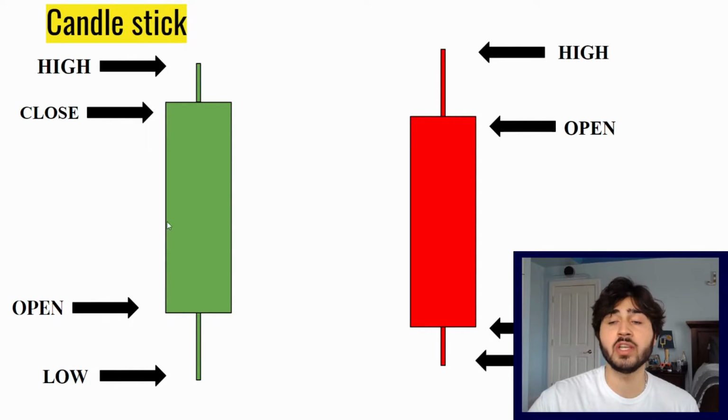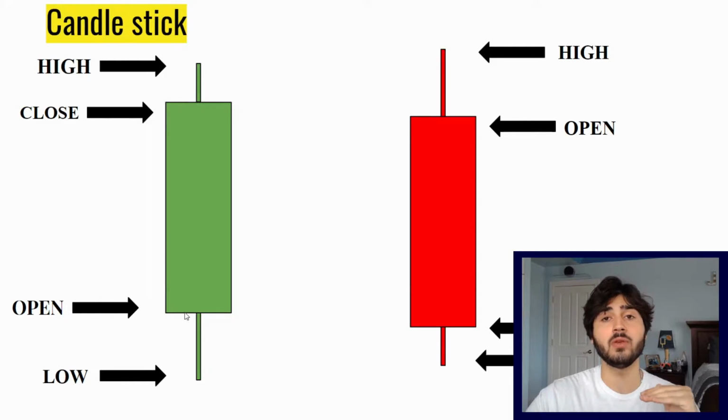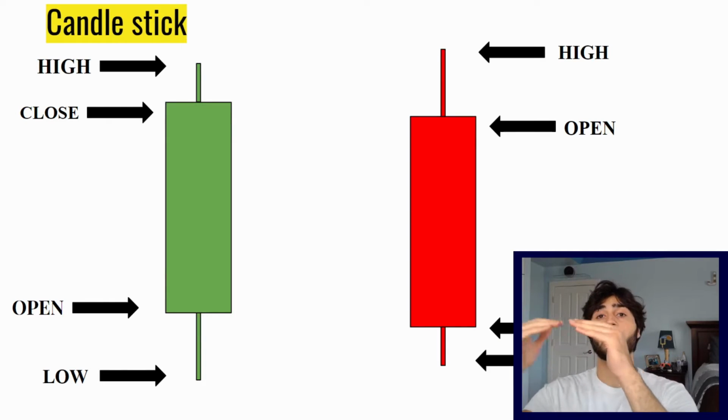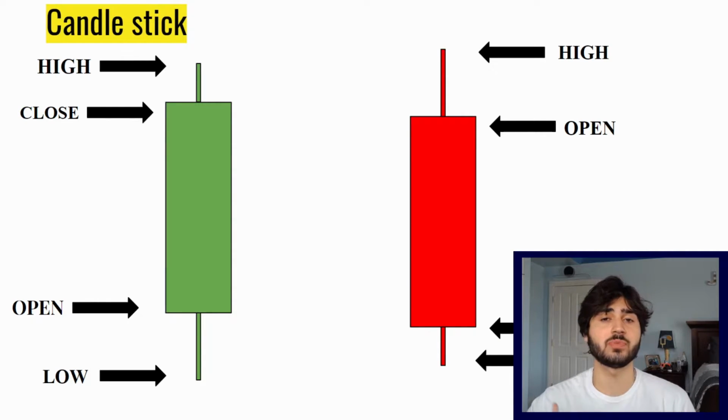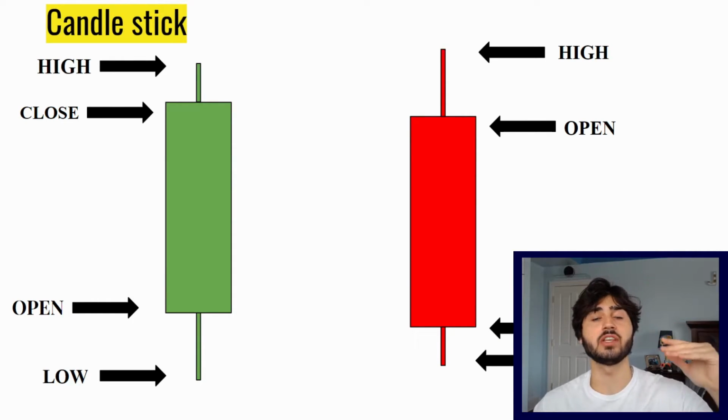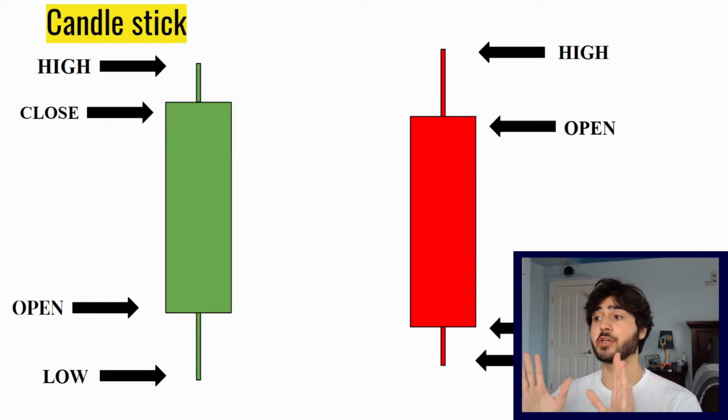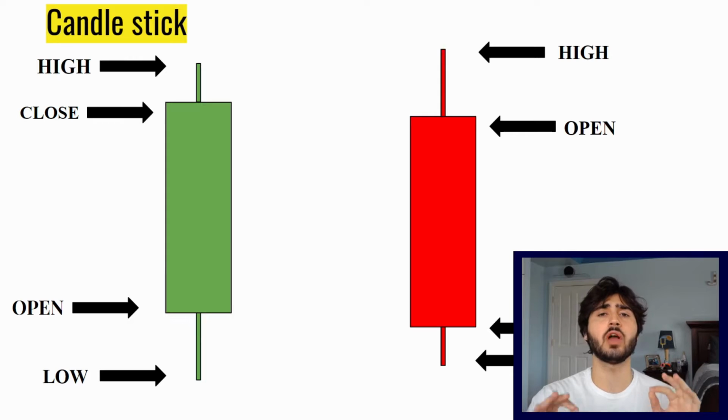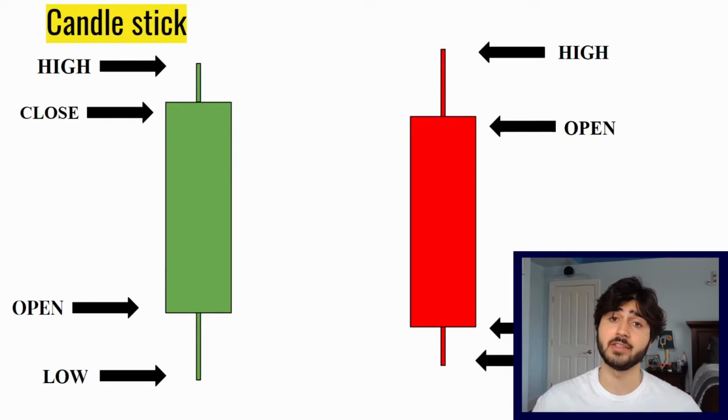And then for the green candlestick, the open will be the bottom of the body, the close will be the top of the body. For the red candlestick, the open will be the top of the body and the close will be the bottom of the body, because the red candlesticks mean the price went down during that day, and the green candlestick just basically means that the price increased for that day. So that was a quick refresher. Let us go into the charts to help you guys get that practice, because practice makes perfect.